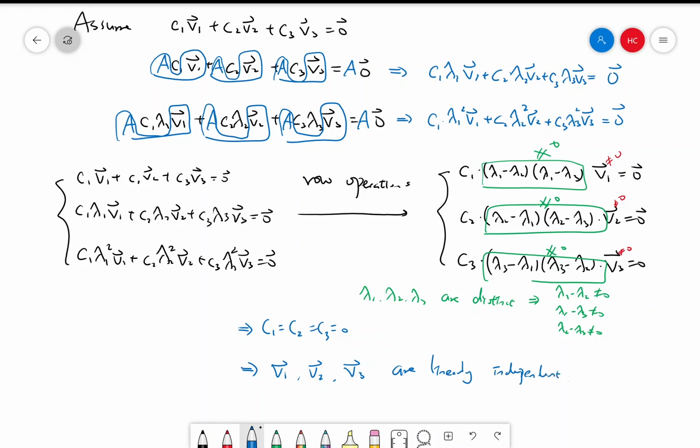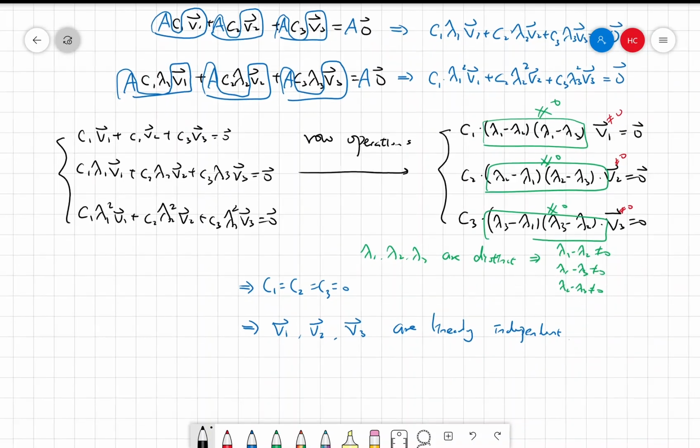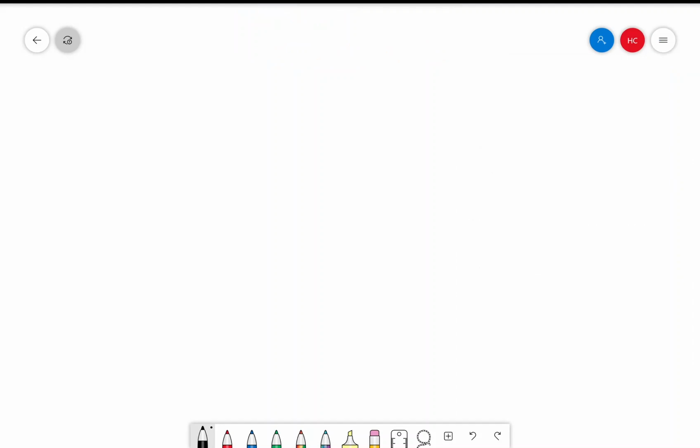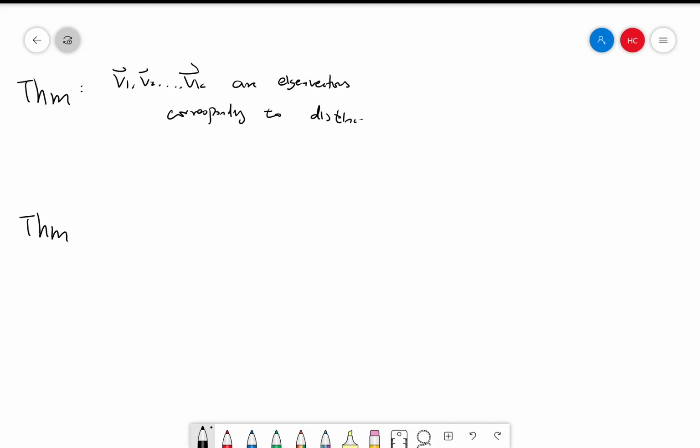Okay, so let's recap what happened in this slide. We have two theorems here. The theorem we proved later says that if v1, v2, vk are eigenvectors corresponding to distinct eigenvalues, then they are independent.